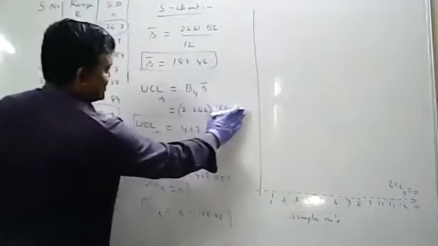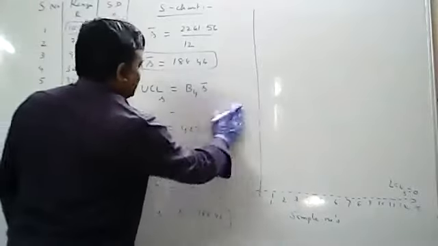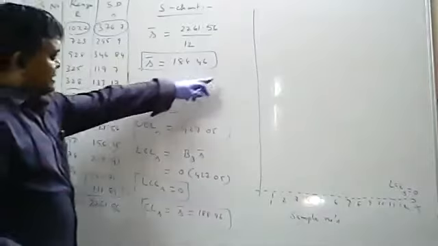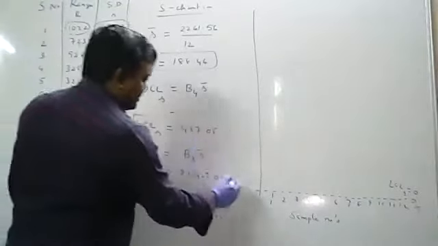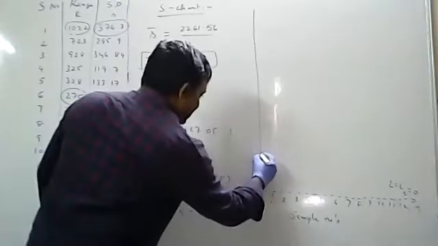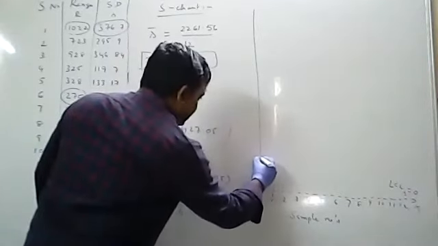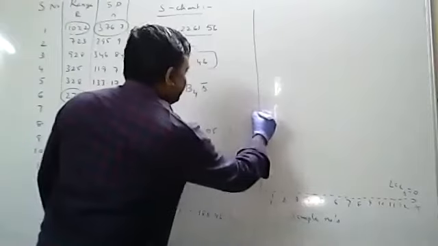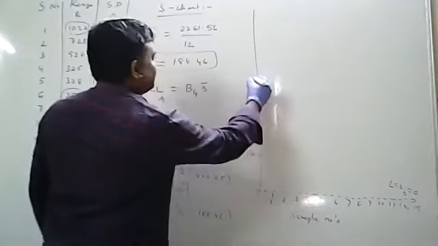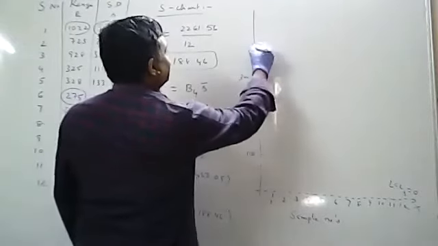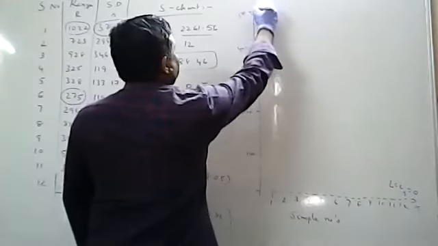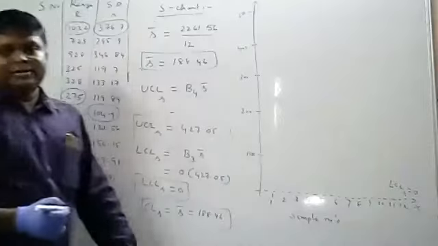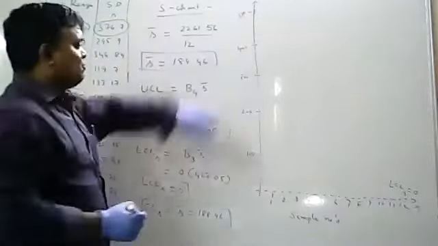First I will take the y-axis. What is the highest value? 450. Up to 450 you have to consider. So I will take a 100 difference: 100, 200, 300, 400, 500.